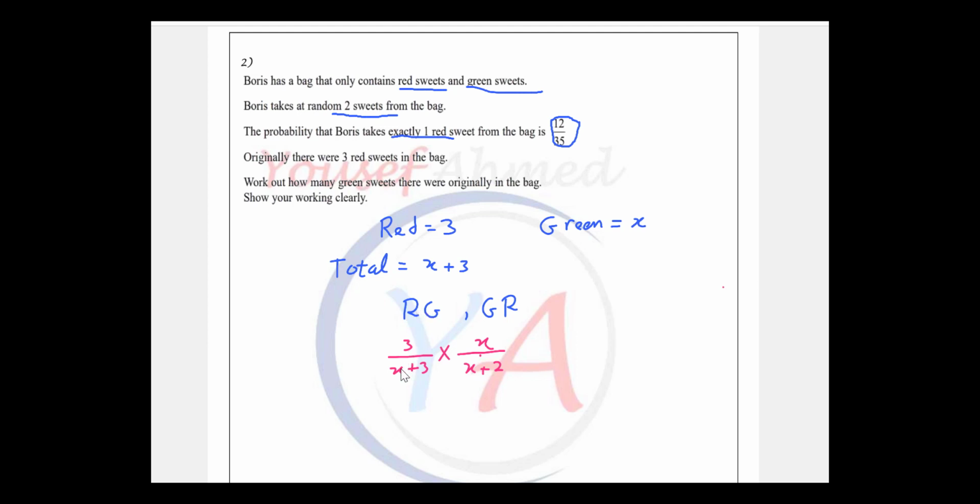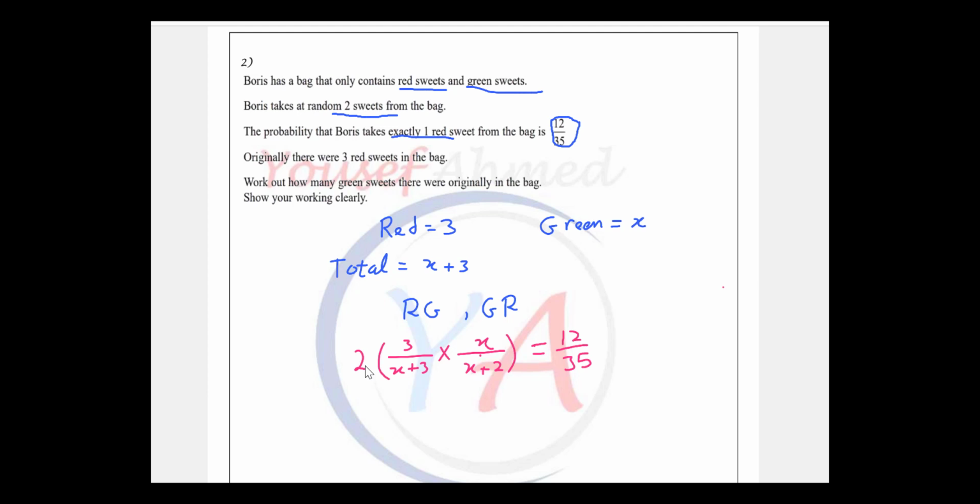So red green is 3 over x plus 3 times x over x plus 2. This is the first arrangement. The second arrangement is green and red, so you need to multiply by 2. Whenever you have different arrangements for the same thing, like red, green and green, red, they are the same thing, but these are different arrangements, so you're going to multiply by 2. The probability of red is 3 over x plus 3 times green is x over x plus 2. Why did we decrease 1? Because what we have taken is not returned. Green, red is the same as red, green, so we just took one of them and multiplied by 2. This gives me at the end 12 out of 35, as it's given in the question here.